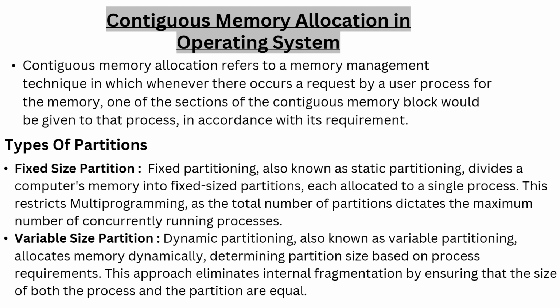Fixed partitioning, also known as static partitioning, divides a computer's memory into fixed-sized partitions, each allocated to a single process. This restricts multiprogramming, as the total number of partitions dictates the maximum number of concurrently running processes. On the other hand, dynamic partitioning, also known as variable partitioning, allocates memory dynamically, determining partition size based on process requirements. This approach eliminates internal fragmentation by ensuring that the size of both the process and the partition are equal.